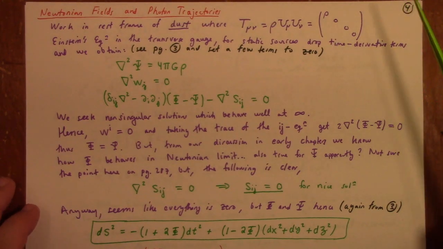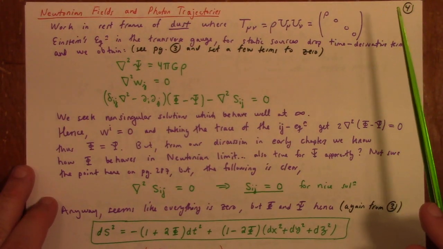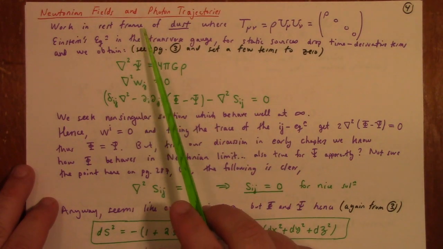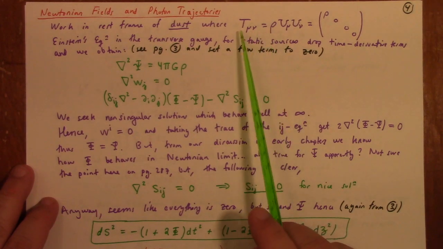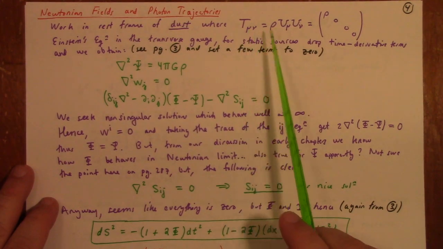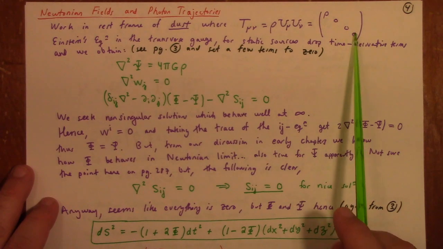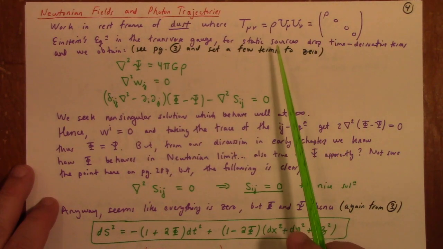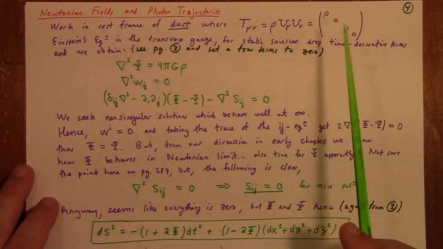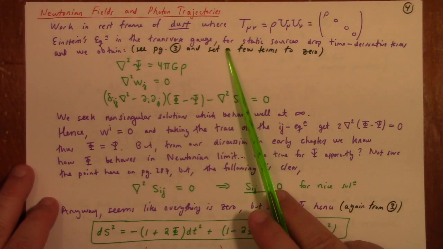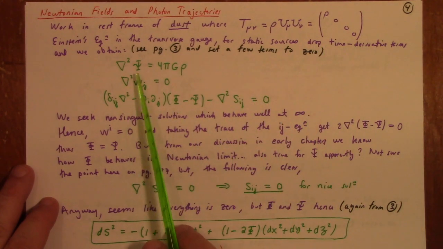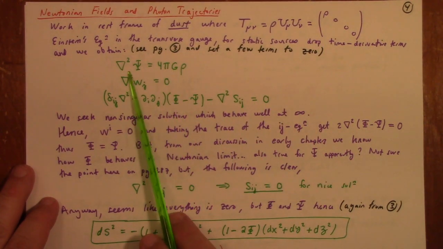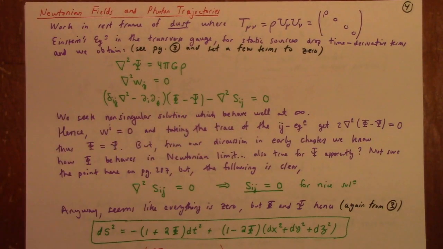Let's finish Carroll first. So we work in the rest frame of dust, where the stress energy tensor can be written as density and then zero pressure. And Einstein's equation in the transverse gauge for static sources, we drop the time derivative term and then obtain, let's see here, page 3.